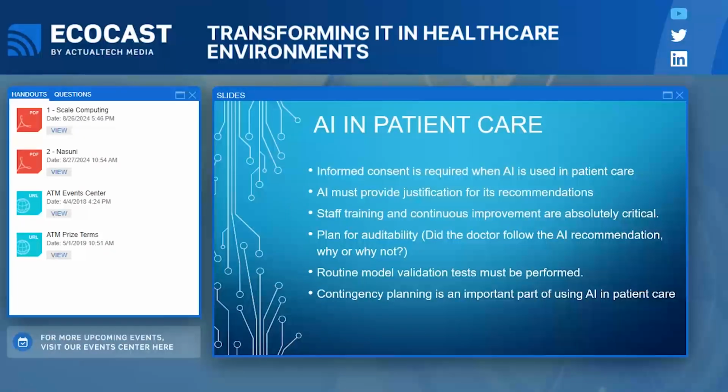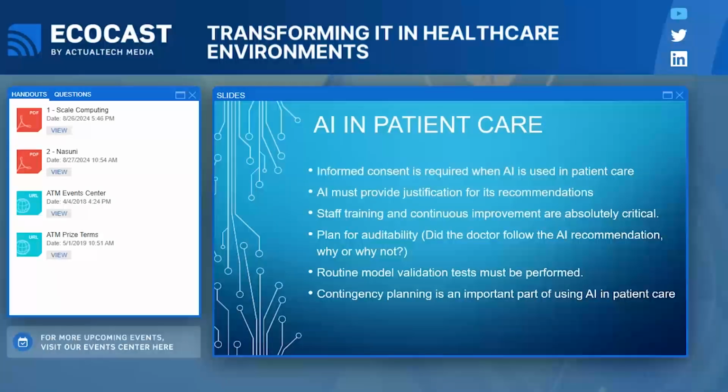And if you've got a doctor who doesn't know that AI can potentially make a mistake and they rely on what the AI is telling them and assume that it's always right, well, that could be disastrous when it comes to patient care. Also, plan for auditability. So in other words, imagine you've got an AI system that provides recommendations to a doctor. You need to know, what were those recommendations? Also, did the doctor follow the AI recommendations, and why or why not? So plan on putting a system into place to audit those decisions and the advice being generated by AI.